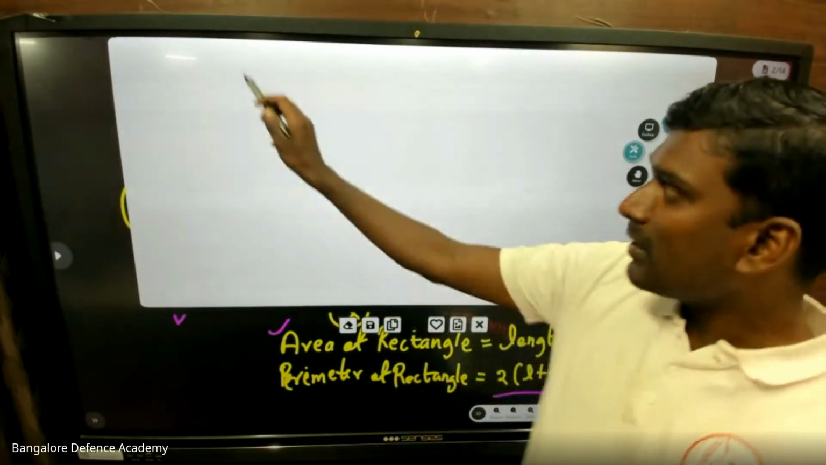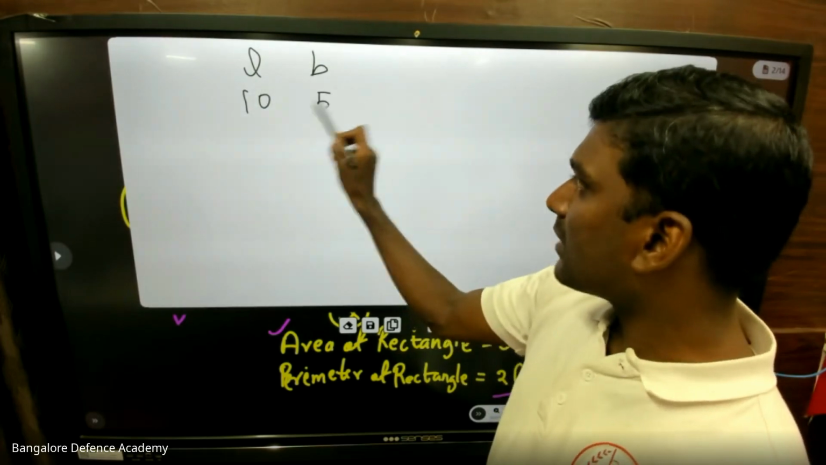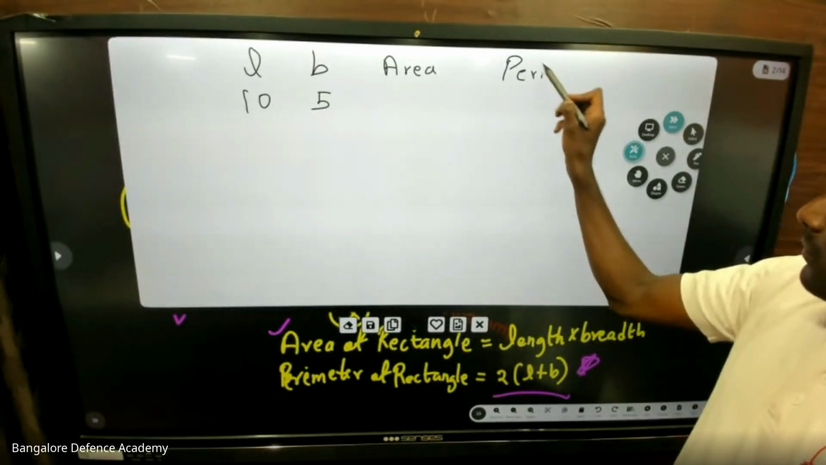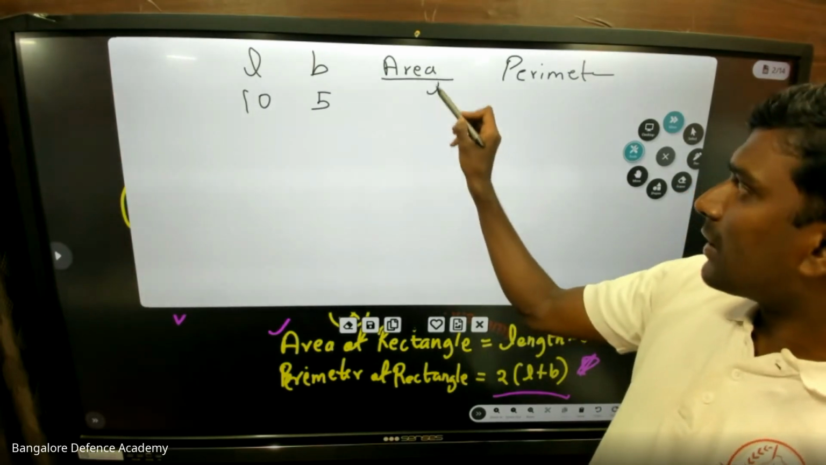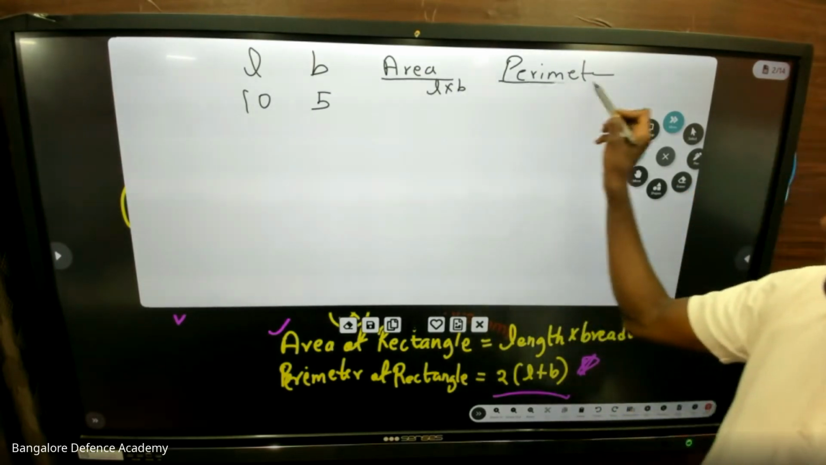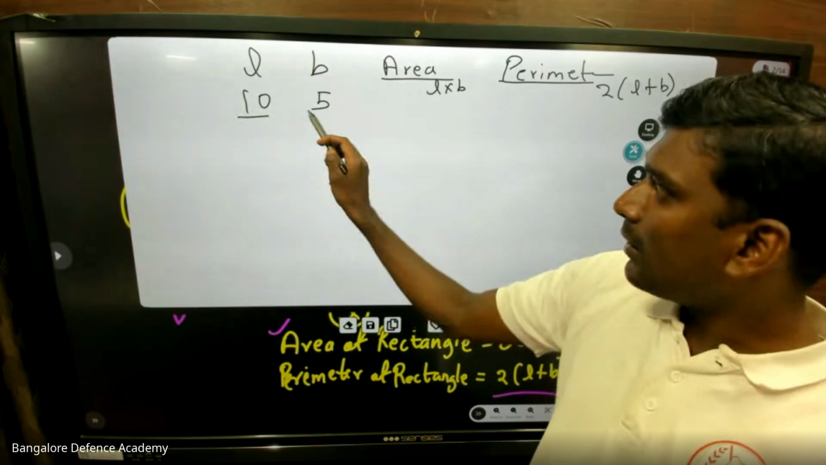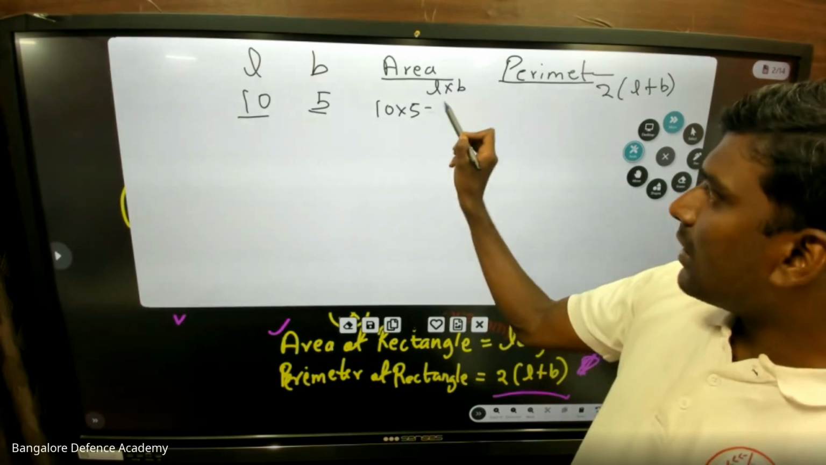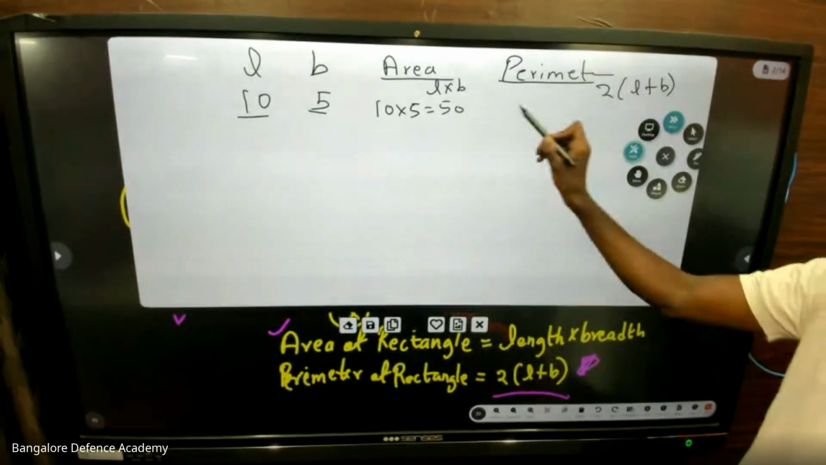Now imagine I gave length and breadth. I give length as 10 and breadth as 5, and I want to find the area and then the perimeter. What is the formula for area of rectangle? Length into breadth. What is the formula for perimeter of rectangle? 2 into L plus B. Now look at this, L and 10 and 5. Can I say 10 into 5, the area is 50? Yes or no? The area is 50.